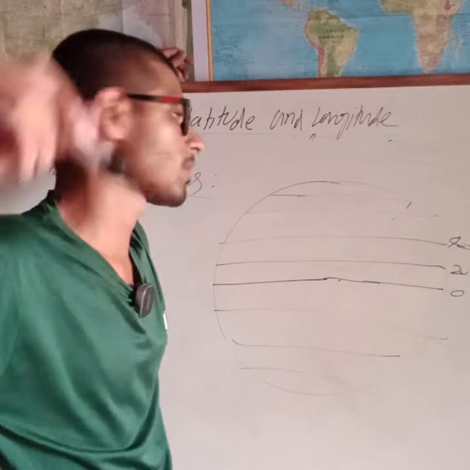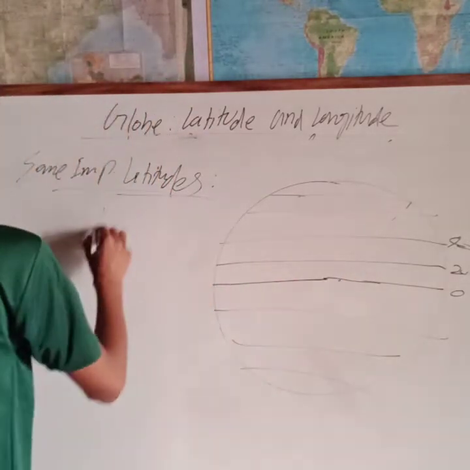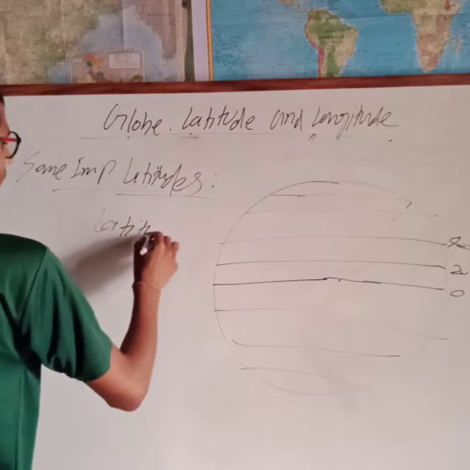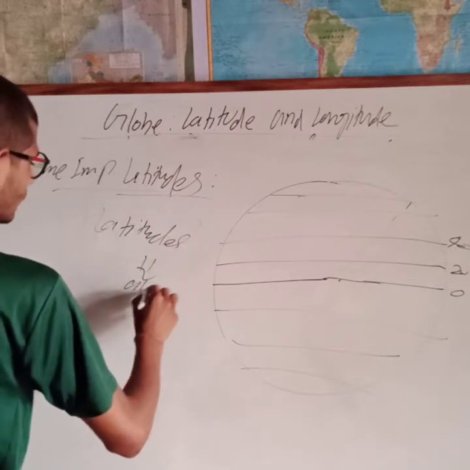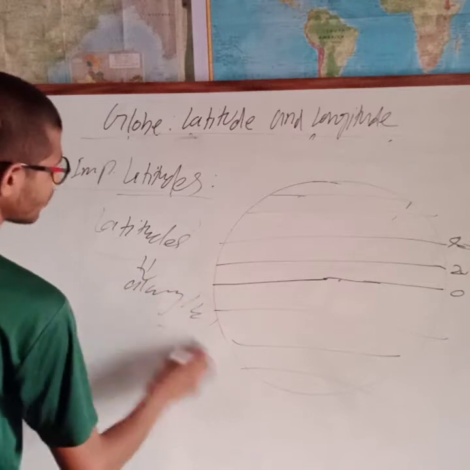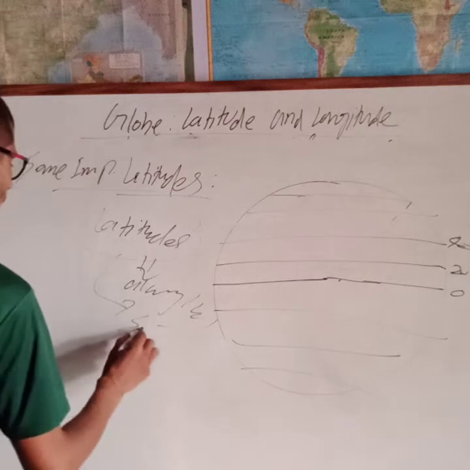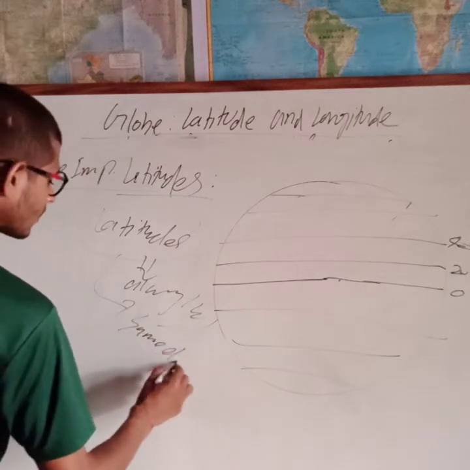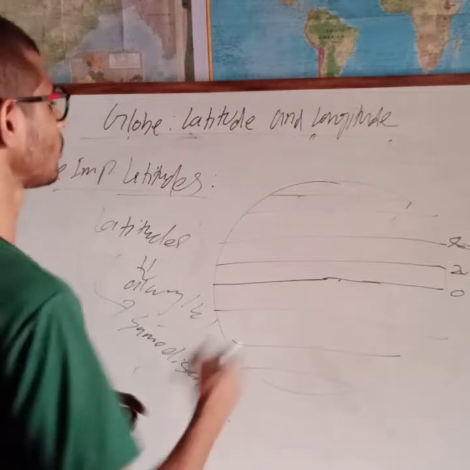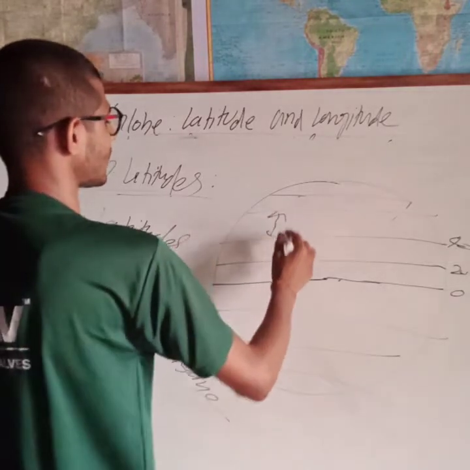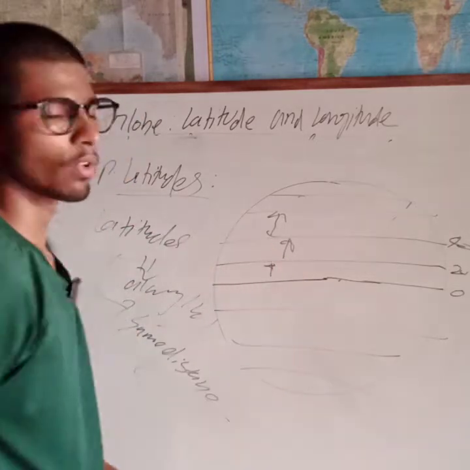And one fact is that they are always parallel. It means the distance between two latitudes is always the same. So the distance between this and this, between this and this, between this and this always remains the same.